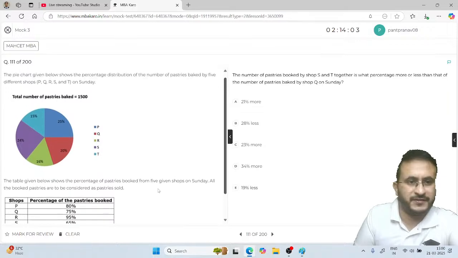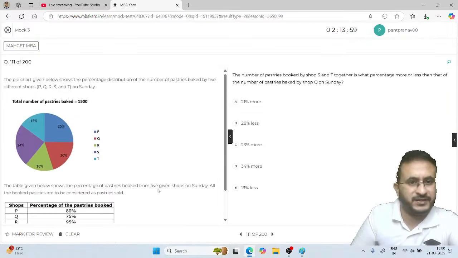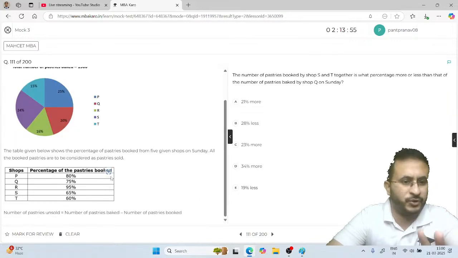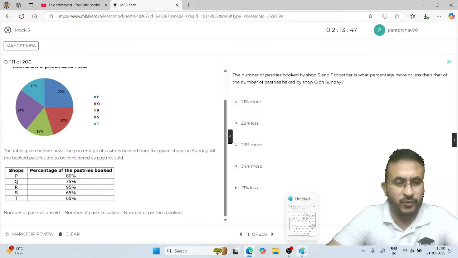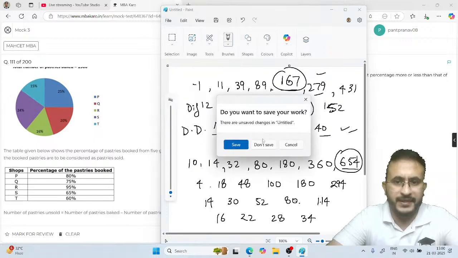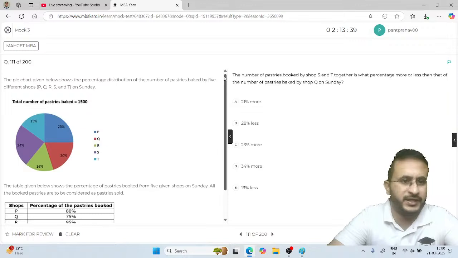So there are 1500 pastries baked, and these are 5 different shops. Okay, baked, and out of those, how many are booked? That is sold. Unsold is baked minus booked. Okay, so that is the data. It looks to be a straightforward one. Now if we look at the numbers, because it is easy to calculate, क्योंकि इसमें कुछ नहीं करना है आपको, 5 values निकालने हैं और उसमें percentage booked निकालना है.